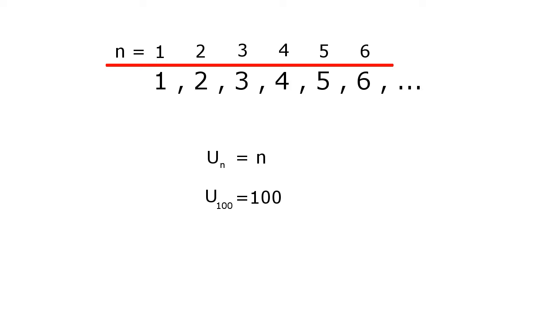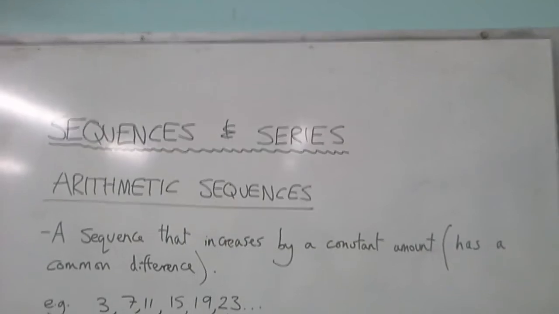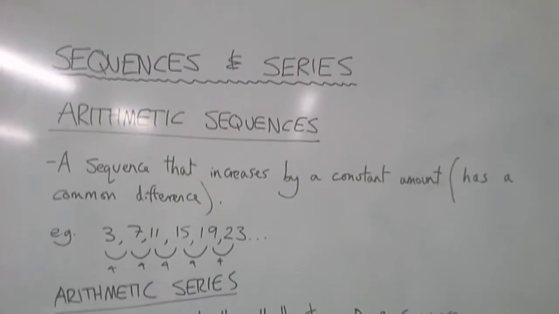In this very simple example, the nth term, shown as un, is equal to n. So for the 100th term, you substitute n, and u100, that is the 100th term in the sequence, is equal to 100. With the basics out the way, we can move on to arithmetic sequences.